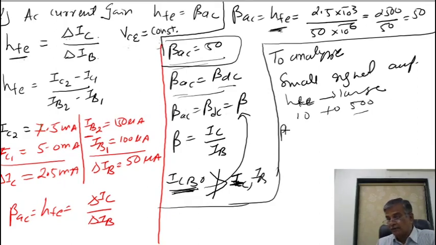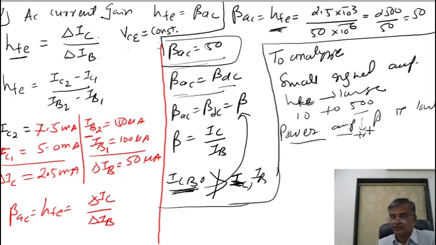For a power amplifier, the value of beta is low because the input current is of the order of milliampere or ampere. So for a power amplifier transistor, beta is low.